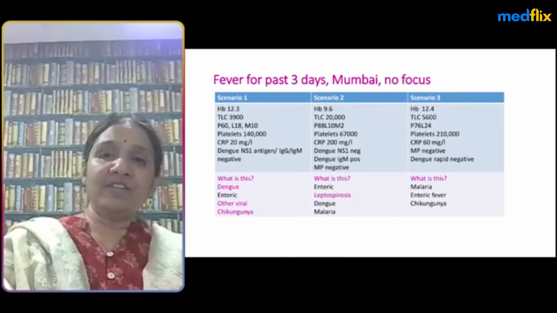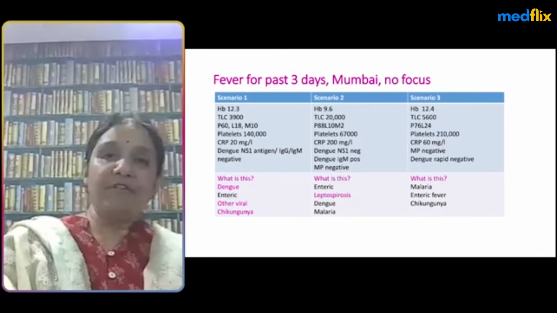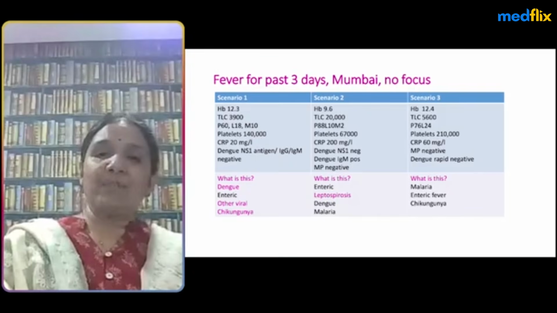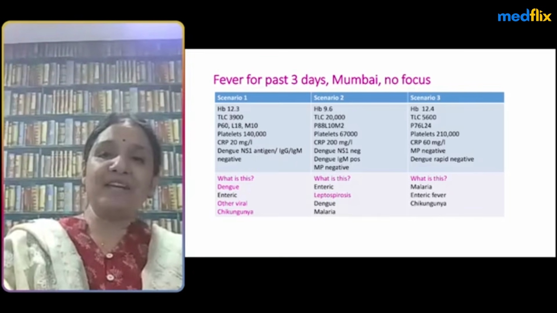Now, again, a third case. Fever for 3 days, no focus. Look at the WBC count. 5,600. Platelets 2,10,000. CRP 60. Dengue rapid negative. What is this? Malaria, enteric fever, chikungunya.